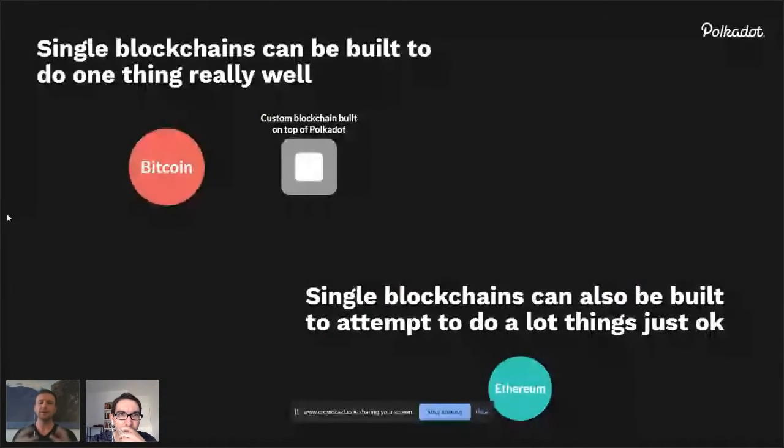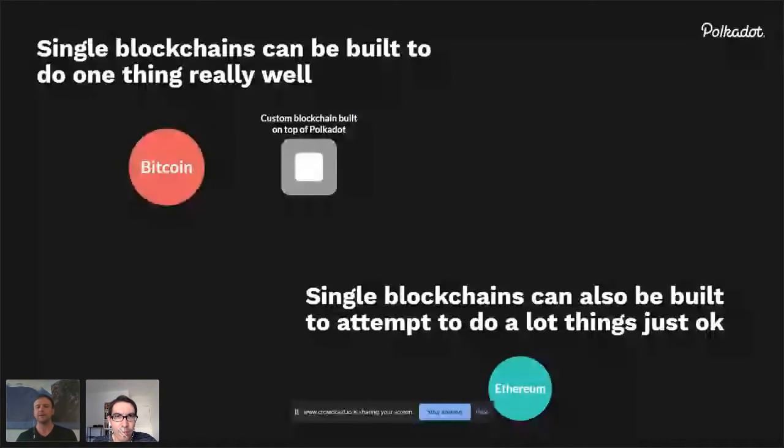So single blockchain networks include things like Bitcoin and Ethereum that Bill walked through, but also include custom blockchains built on top of Polkadot. These will all be singular blockchains in the same manner that Bitcoin is a singular blockchain. But single blockchains can be built to do one thing really well. So Bitcoin does this digital gold store of value use case really, really well. Custom blockchains built on top of Polkadot, for example, for gaming or for finance or insurance or for healthcare, will do one thing really, really well because that's what they're focusing on.